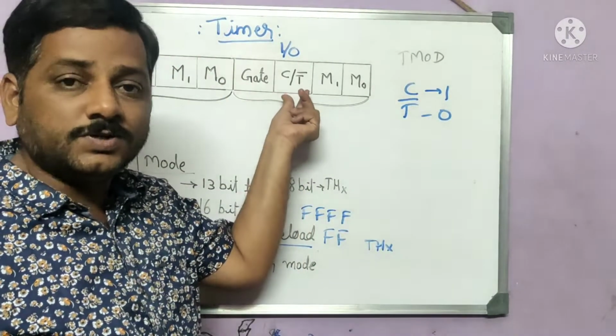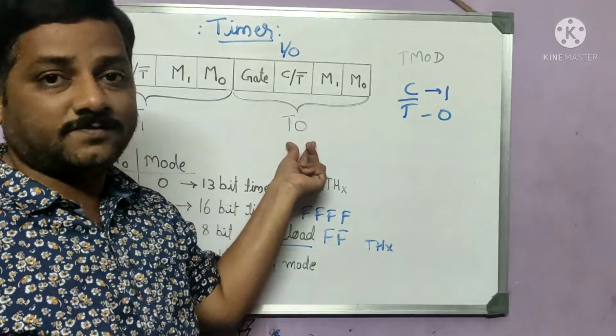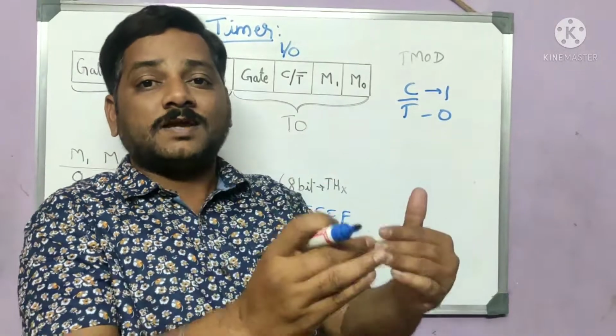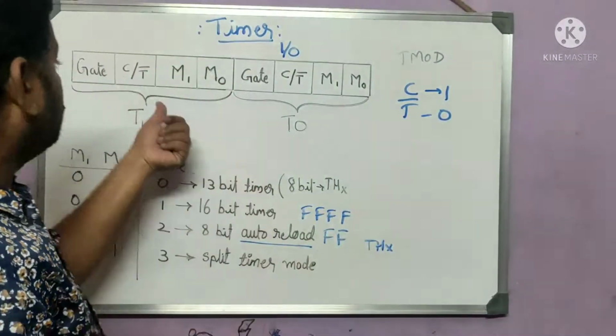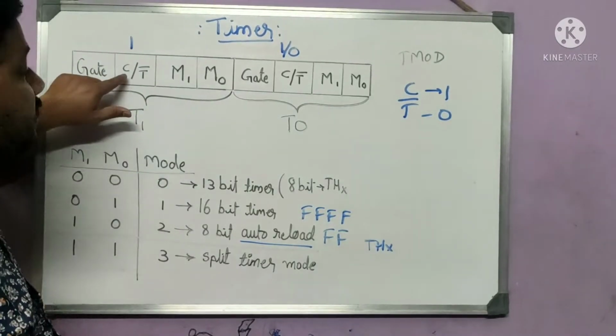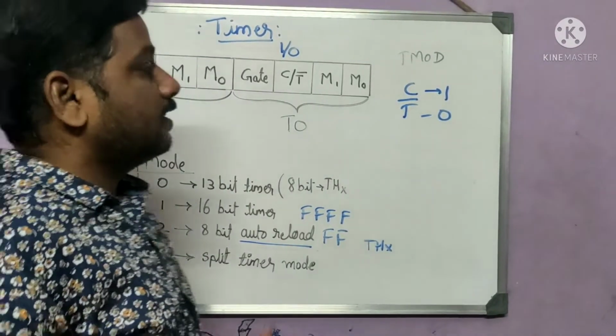And whatever input you give here, based on that, timer 0 will get affected, because this is completely reserved for timer 0. If you want to make timer 1 a counter, then you should make this high. So timer 1 will be acting as a counter now. Okay. I hope it is clear.